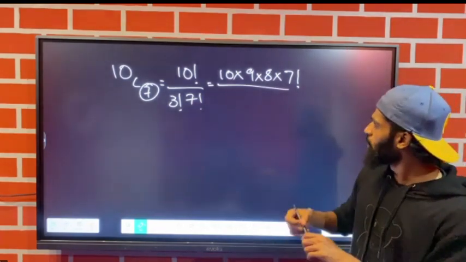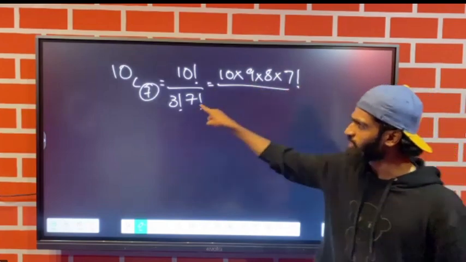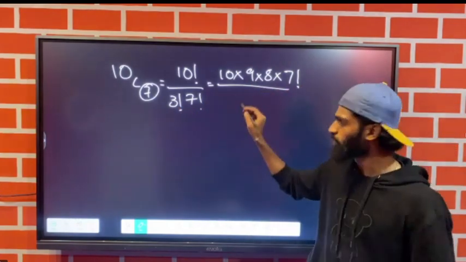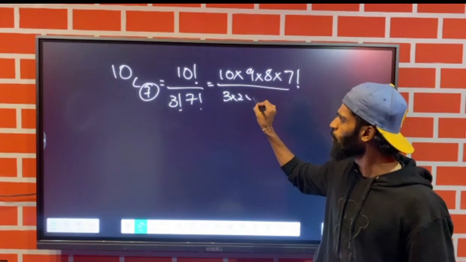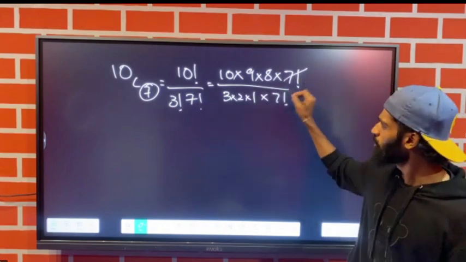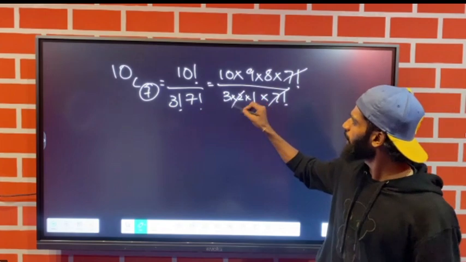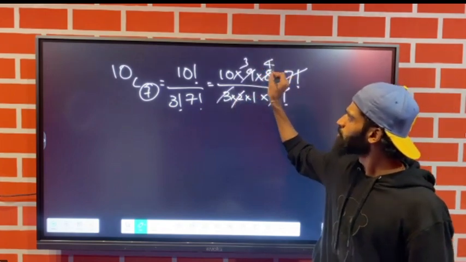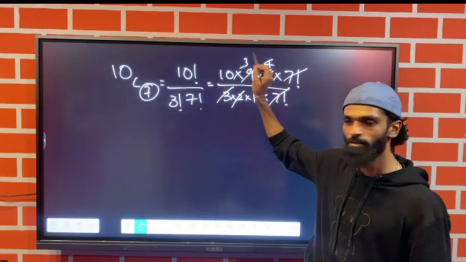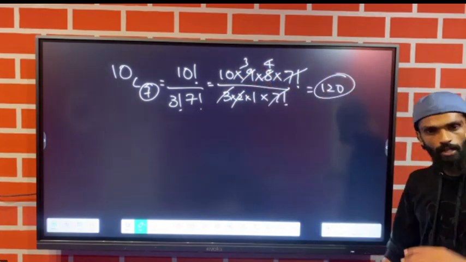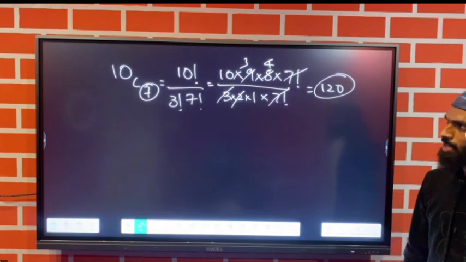I intentionally stopped at 7 factorial to cancel with this. 10 factorial can be written as 10 into 9 into 8 into 7 factorial. 3 factorial I'll expand because it's actually simple. 3 factorial is 3 into 2 into 1, and 7 factorial as it is. Both 7 factorials get cancelled. 2 times with 4 and 3 times with 3. So 4 times 3 is 12. 12 times 10 is 120. That's all. 120 is the answer for that.